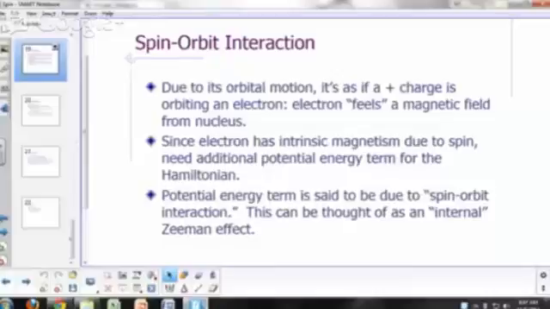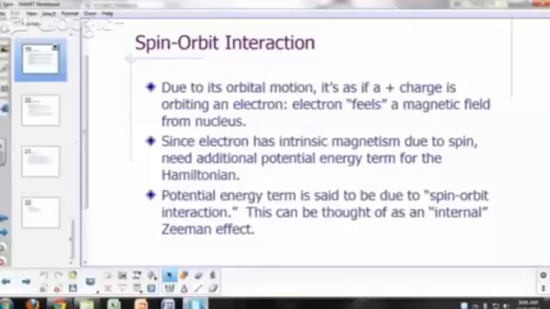Because you're moving around the nucleus, like you're on Earth, right? The Earth's moving around the sun, correct? So you have an orbital motion of the Earth around the sun. But since you're on the Earth, by looking at the sun, it's as if it's the sun that's going around you, right? Sun is setting, sun is rising. So because of the orbital motion of the electron, it's as if there's a positive charge that's orbiting the electron from the viewpoint of someone on the electron. So you can say that the electron essentially feels a magnetic field from the nucleus because of its orbital motion around the nucleus.